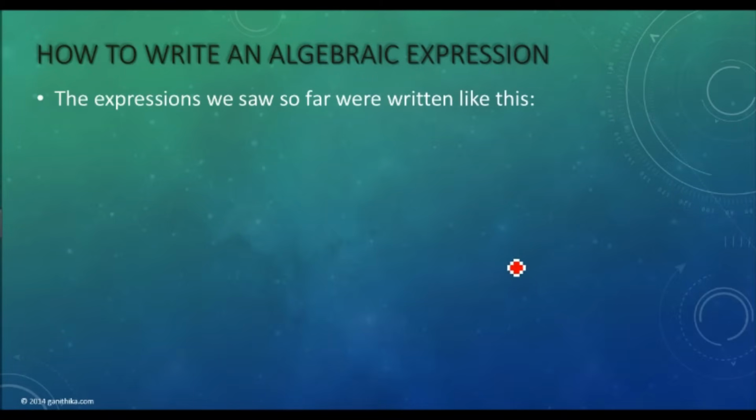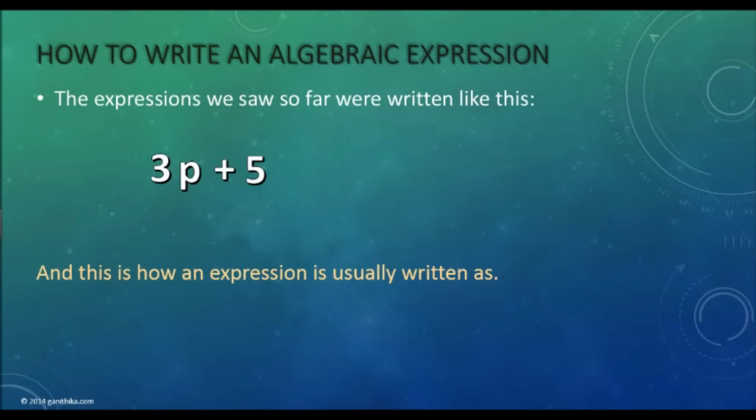How to write an algebraic expression? The expressions we saw so far were written like 3 times p plus 5, for example, right? You don't have to actually write 3 times p all the time. You can just take away the multiplication symbol and move the p closer to the coefficient. 3 is the coefficient, remember? So you can just write it as 3p plus 5. Instead of 3 times p plus 5, just write it as 3p plus 5. And this is how it's always 3x plus 5, 3 cubed plus 5, and so on.